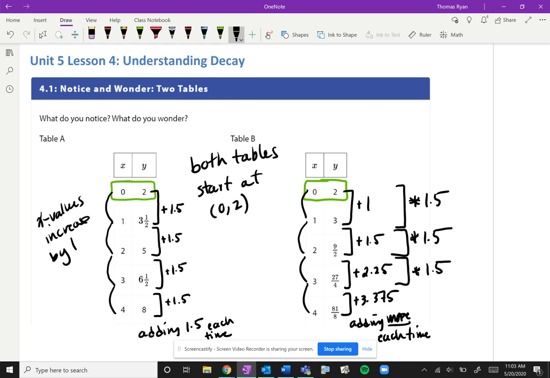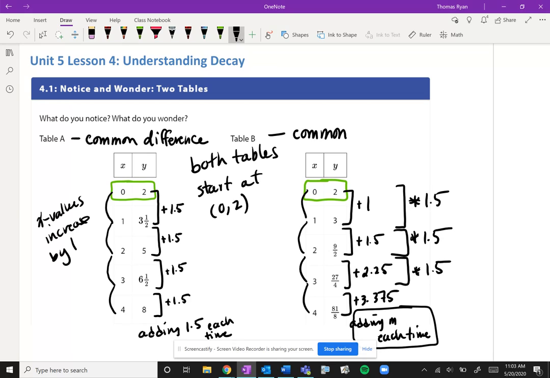In table A, we have what we call a common difference, meaning each time there's the same difference between the next point. It's common, it's consistent. So we add 1.5, add 1.5, add 1.5. In table B, because we notice that we're not adding the same each time, we're actually adding more each time, but what we found was that we're actually multiplying.